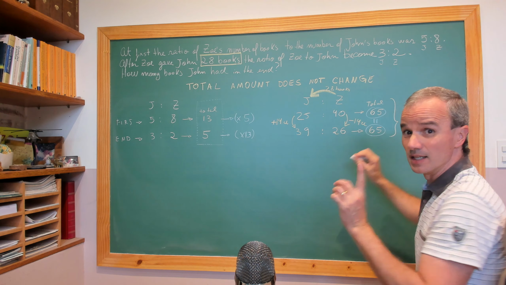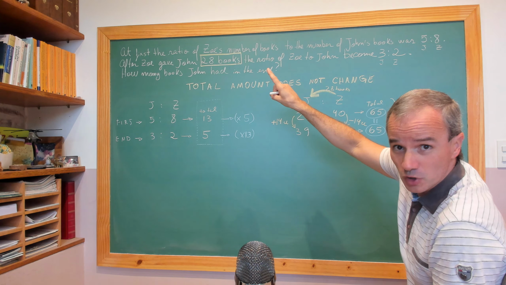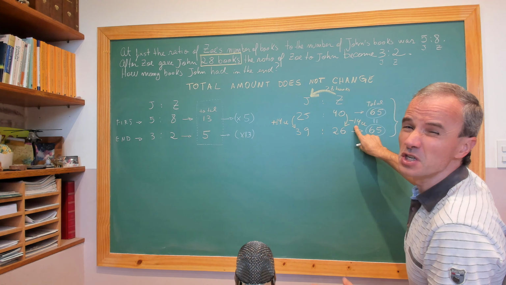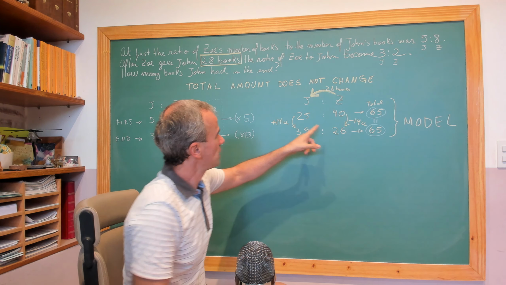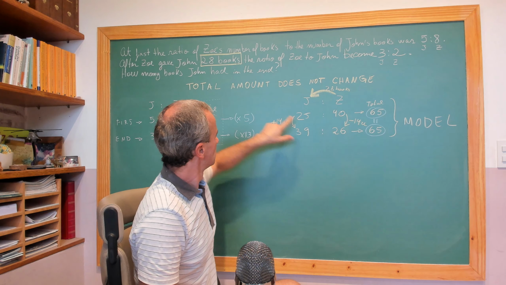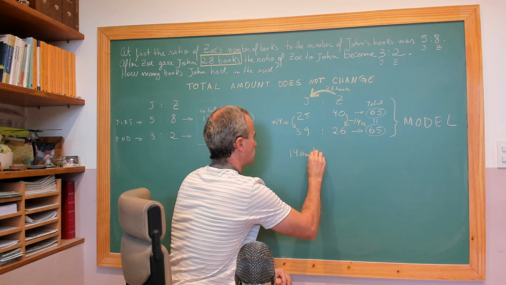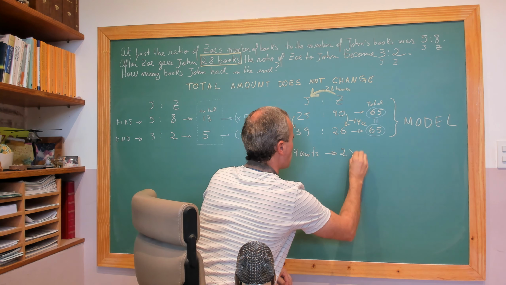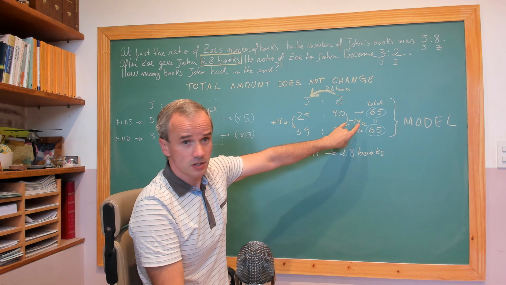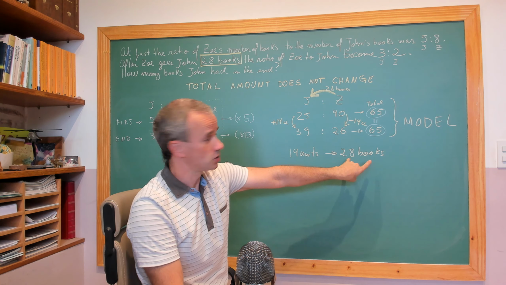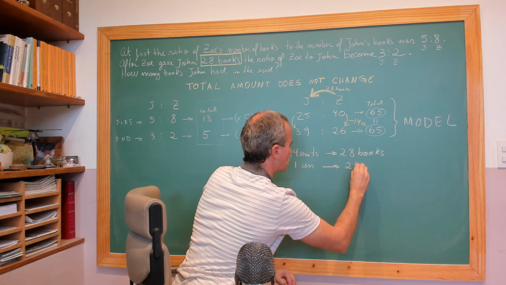This is not reality. Reality is where 28 books are transferred. In here, 14 units are transferred. Why units? Because it's not books, it's units. Now, I noticed that 14 is being transferred. But I know that instead of 14 units, I should have 28 books. So, 14 units is the same as 28 books. So, what is 1 unit? 1 unit is going to be 2 books.